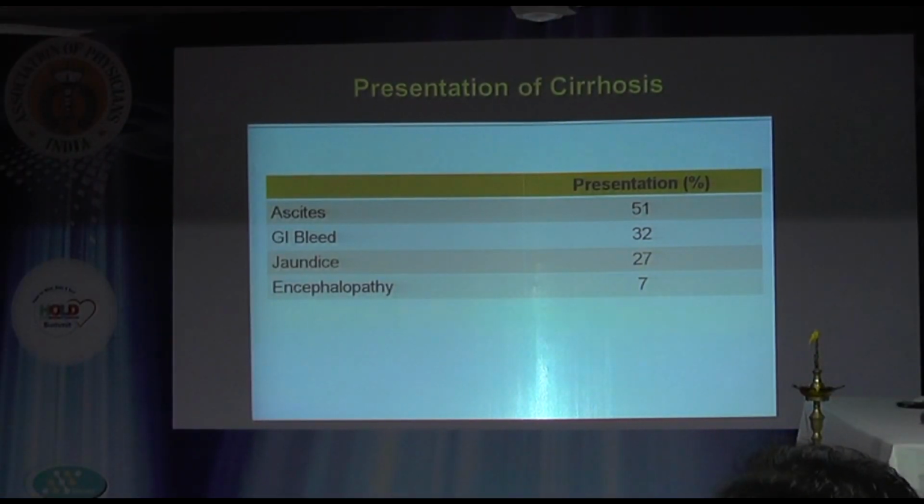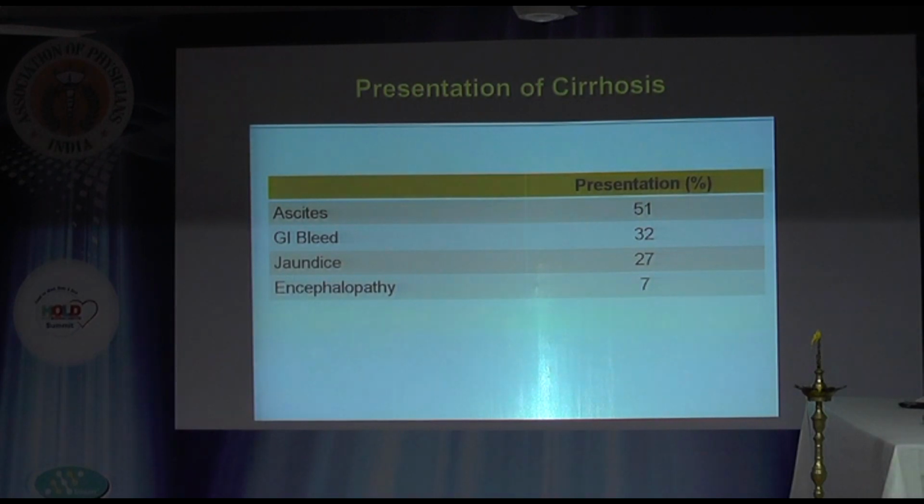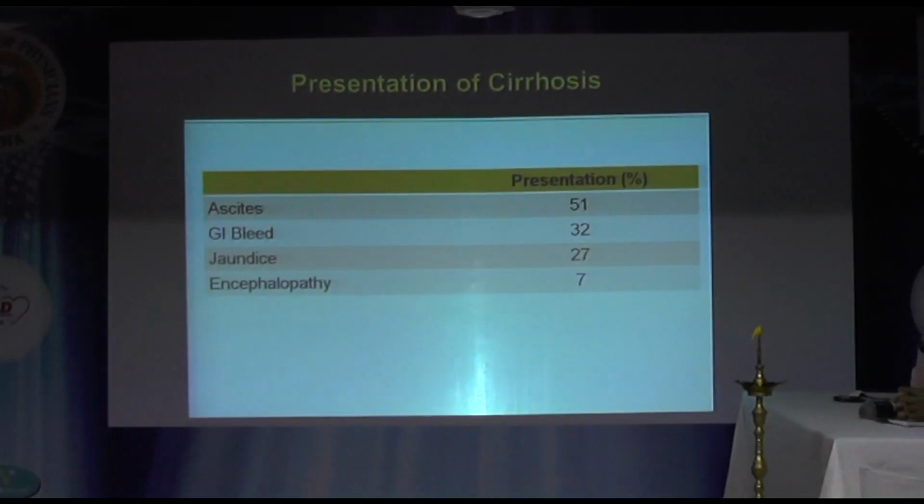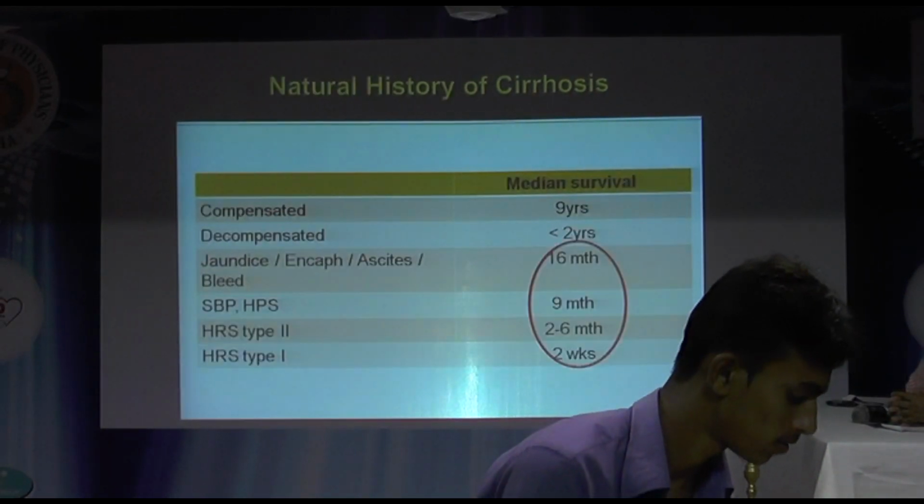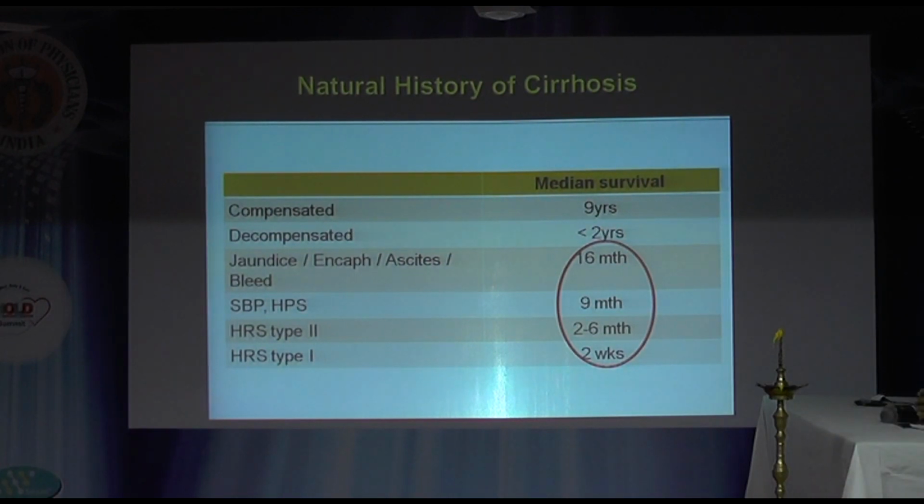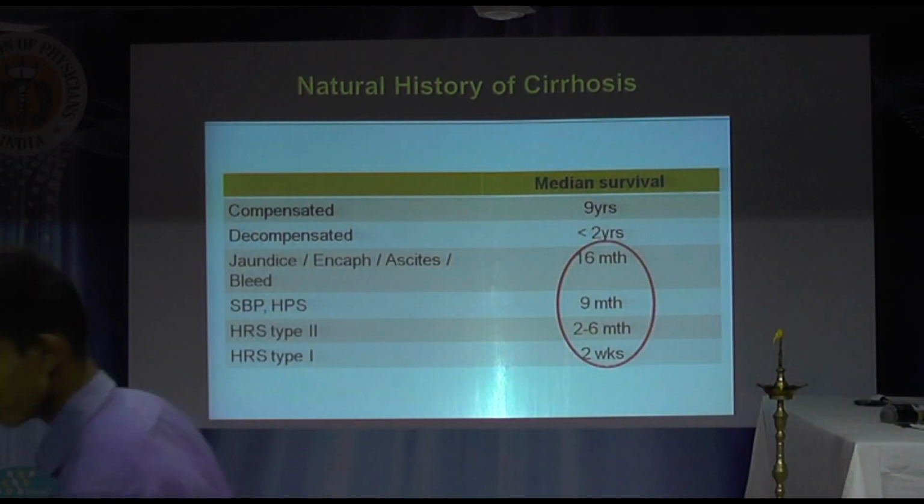Now the problem is that we should be able to detect them early and prevent development of cirrhosis, but most often patients are detected when they present with symptoms. And what are the symptoms they present with? They present with ascites, GI bleed, jaundice, and encephalopathy. So it is a decompensation which leads to presentation to the doctor. But by the time they have presented, I think it's too late. Because if you look here, once there is decompensation, the median survival is less than 2 years, whereas if you pick up a patient with compensated cirrhosis, the median survival is 9 years. So the idea is to detect the cases before they decompensate.